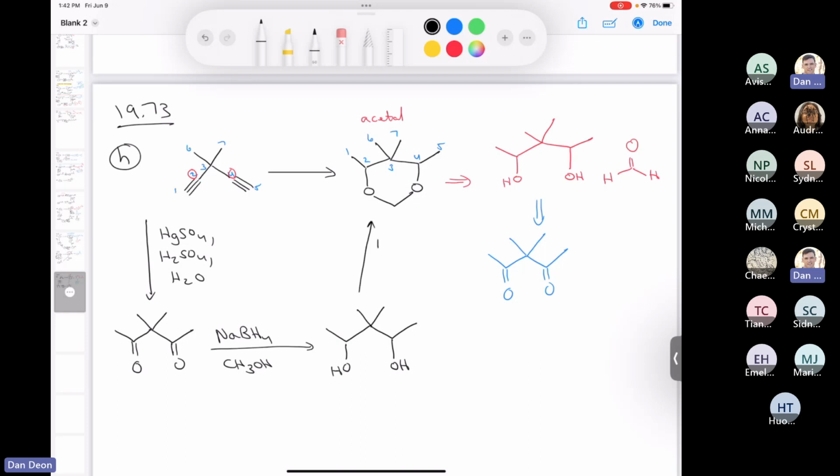So the last step is just going to take formaldehyde, a catalytic amount of acid. I know you know this one, right? And then loss of water. We got to say it that way. And there you go. That's the whole thing.